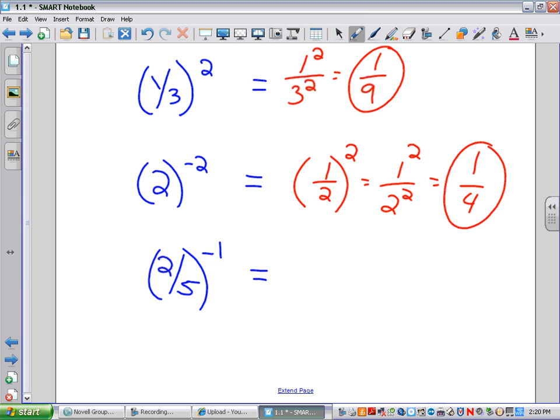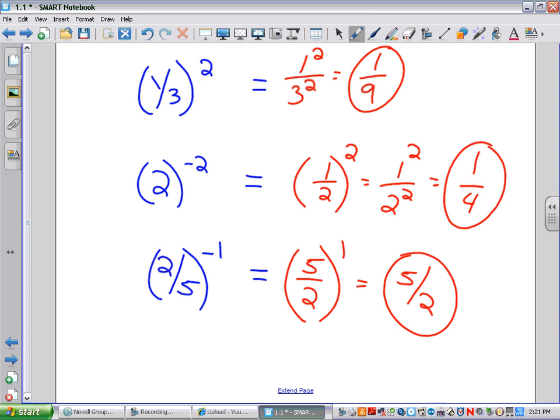Negative exponents mean reciprocal, so the bottom one, it's a -1 exponent. Instead of 2/5, it's going to be 5/2 to the positive 1. Well, I don't need that positive 1, so just 5/2 would be the ideal answer without the positive 1.